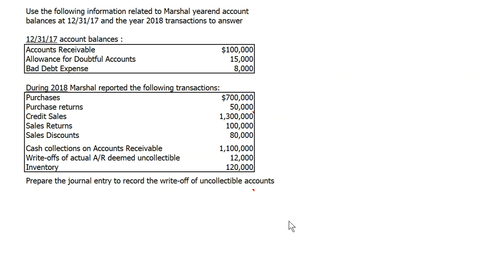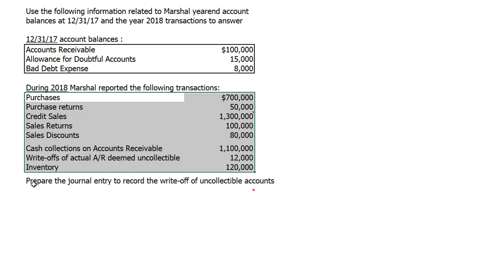The following information relates to Marshall's year-end account balances at 12/31/17. So these are year-end balances for 2017, which will of course be beginning balances for 2018, and the following transactions happened during 2018. And we're going to prepare journal entries to write off uncollectible accounts, as well as setting up the allowance for doubtful accounts using the percentage of sales method and the percentage of receivable methods.